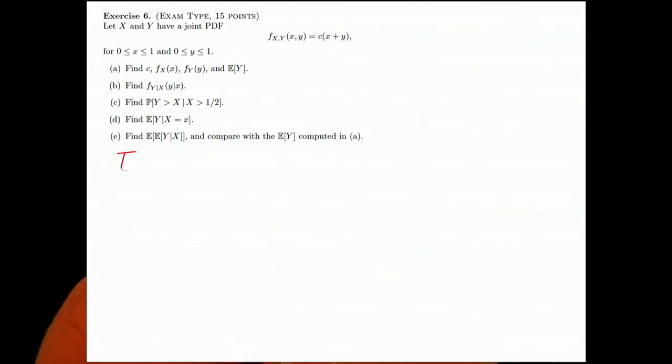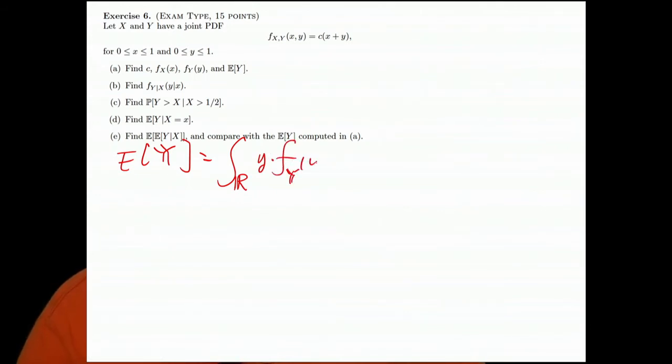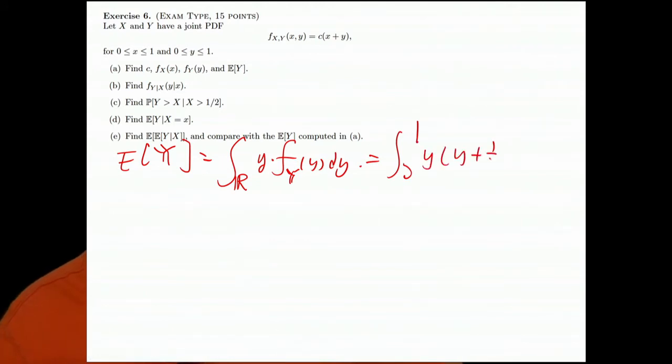And the expectation of y. The expectation of y is all possible outcomes times the weighting. The weighting is the PDF of y. Here we have the integral from 0 to 1 of y times (y plus 1/2) dy, and you'll get 7 divided by 12.